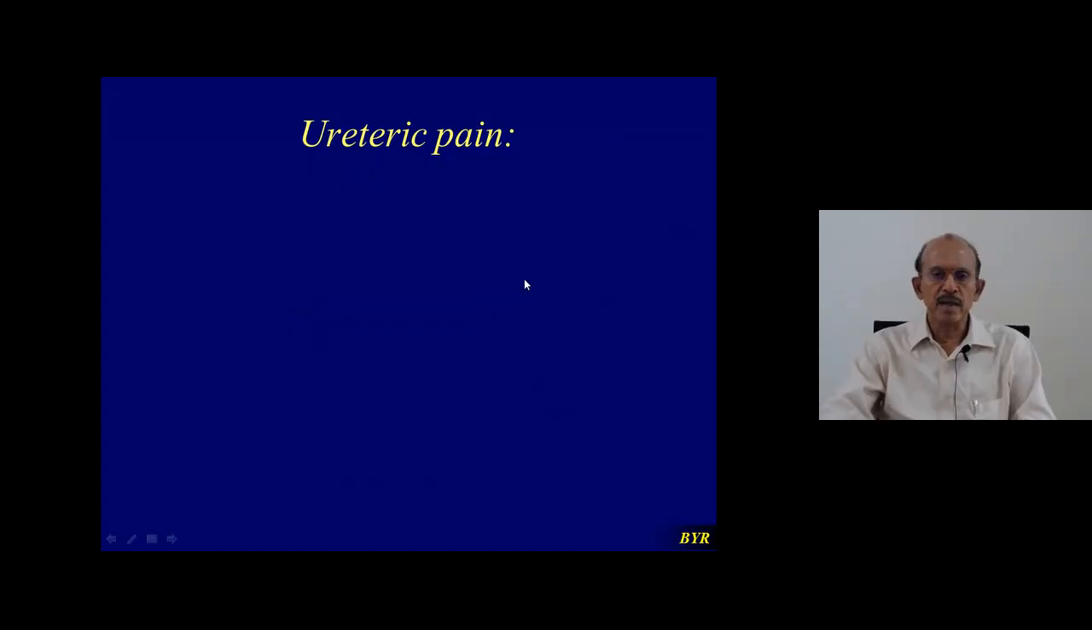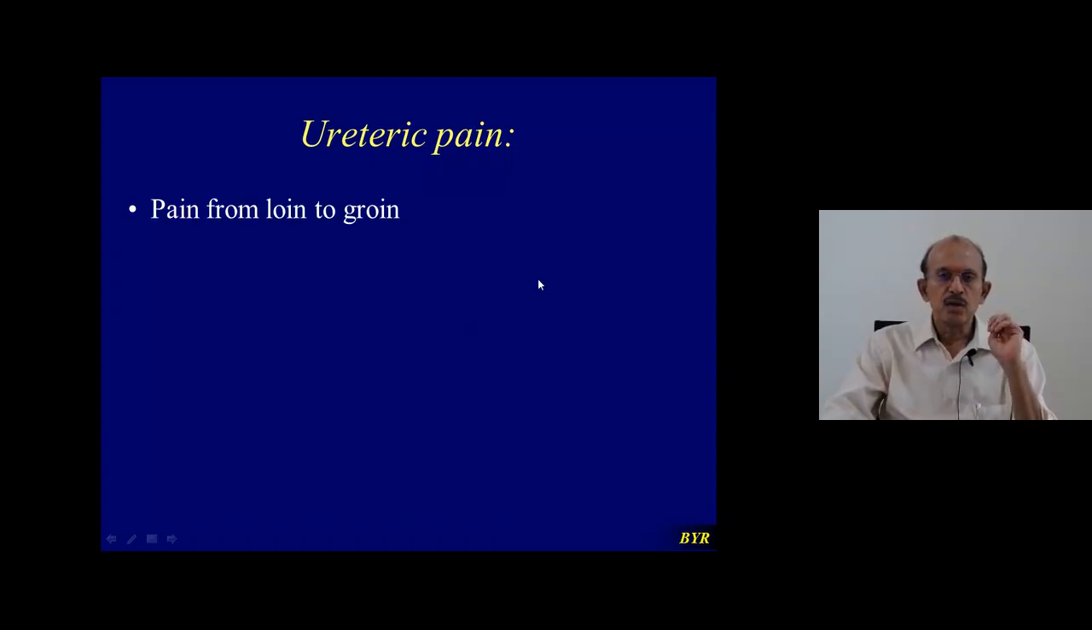Then ureteric pain. Ureter is a tubular structure having smooth muscle in its wall. If there is an obstruction in the ureter, then this muscle will undergo vigorous peristaltic activity, just like the intestines. That is why the ureteric pain is always a colicky pain. So it is called as ureteric colic.